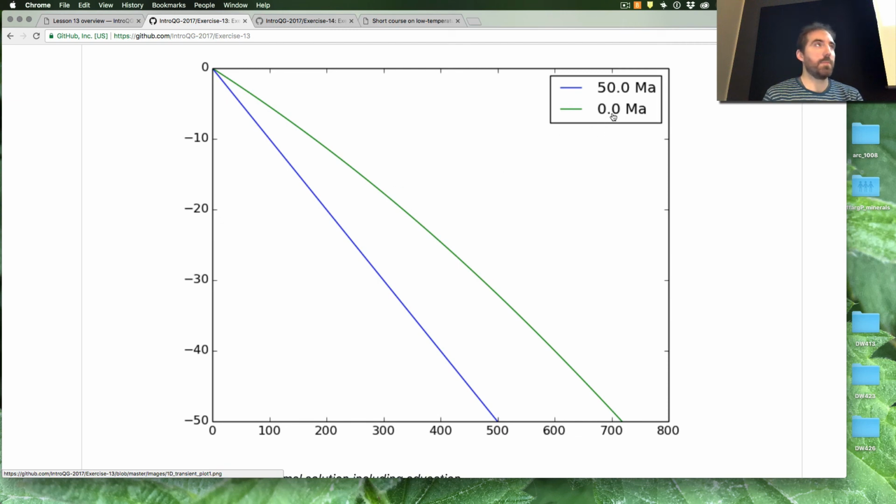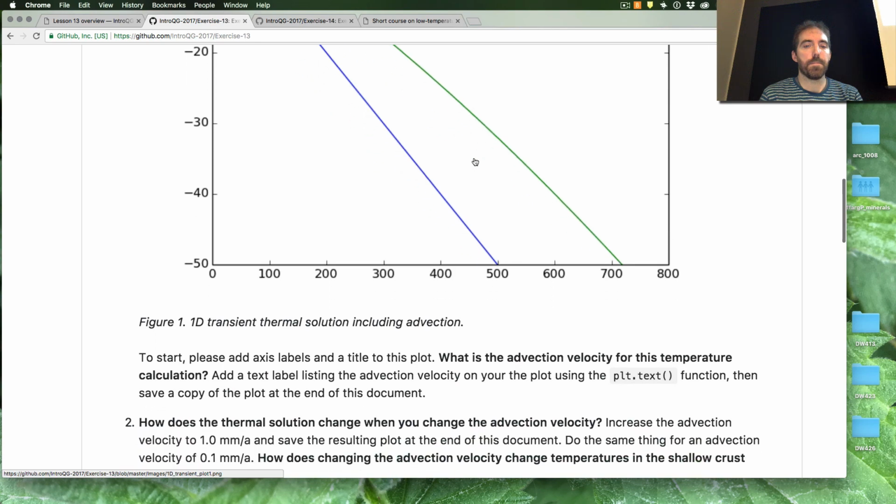So 0 MA is meant to represent today. When we deal with thermochronometer data, the reason I do this is because the age is always going to be some kind of age in millions of years, and that's always millions of years ago. So it's easier to relate the model to the ages this way.